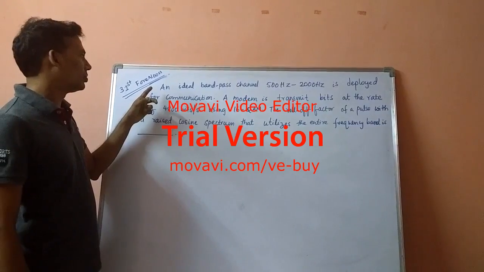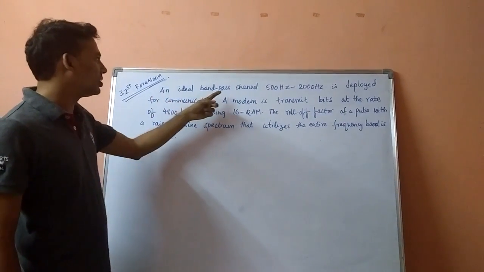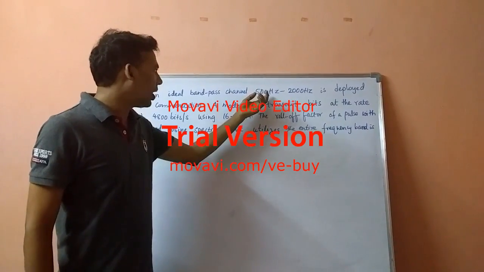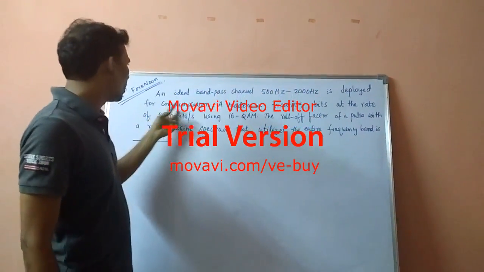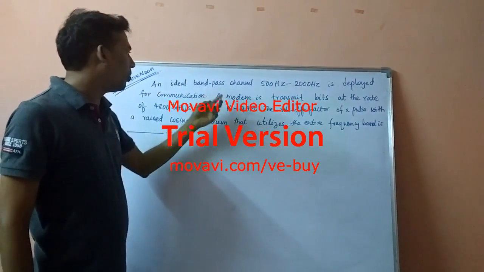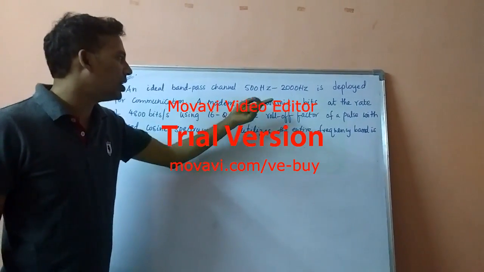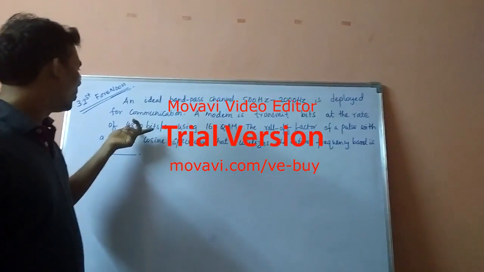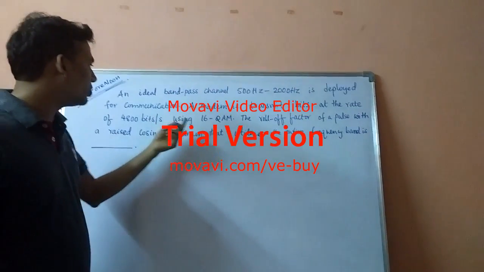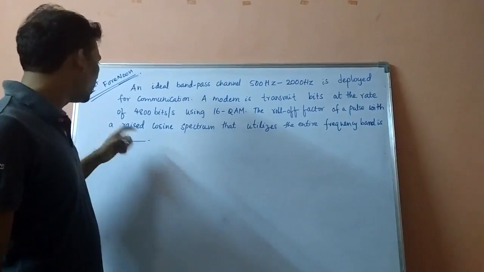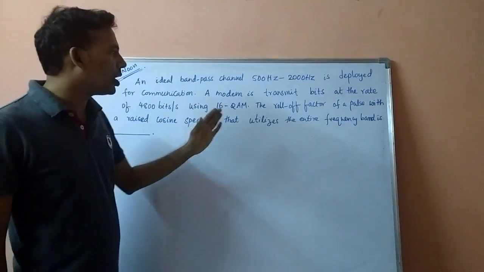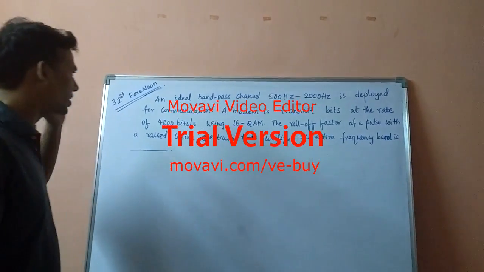An ideal bandpass channel, 500 Hz to 2000 Hz, is deployed for communication. A modem transmits bits at the rate of 4800 bits per second using 16 QAM. The roll-off factor of a pulse with a raised cosine spectrum that utilizes the entire frequency band is?